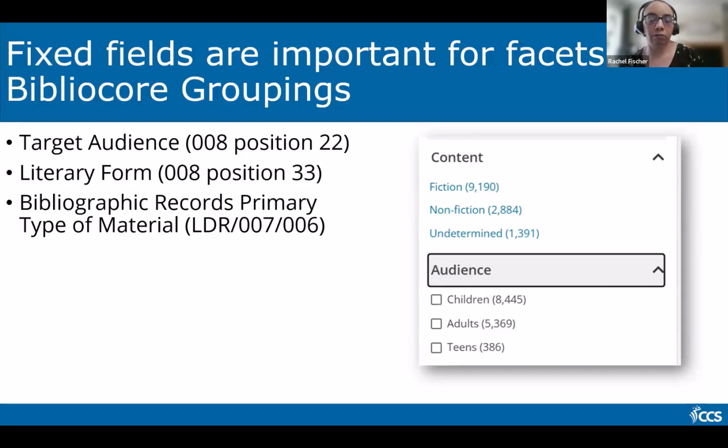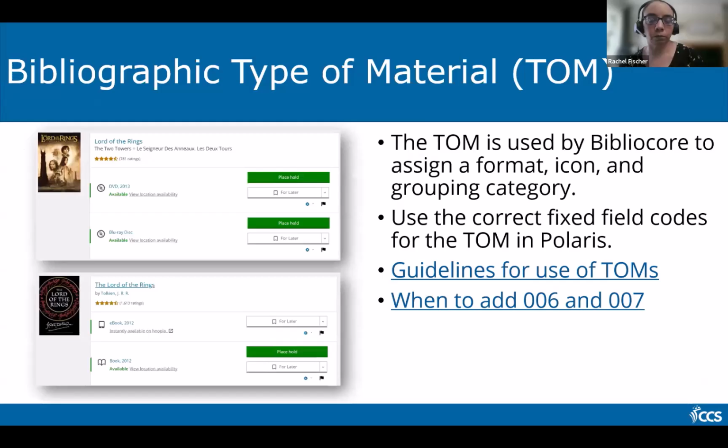The bibliographic record's type of material is also important to both the facets and the groupings, so this comes from a combination of the fixed fields. So for the Power Pack, the bibliographic record's type of material controls the format and icon. In BiblioCore, the type of material, or TOM, is also used as a grouping category. So formats and icons are also assigned in BiblioCore like the Power Pack. So it's important to use the correct fixed field codes for the format.